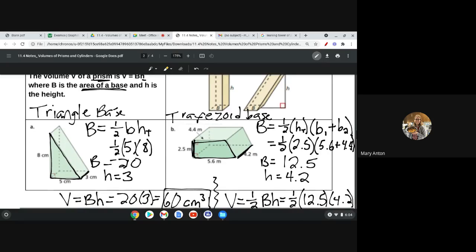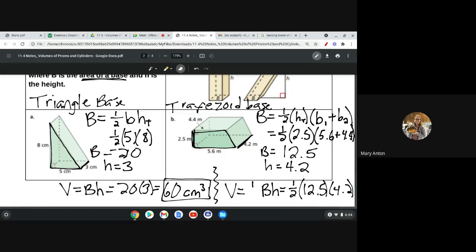Oh my goodness. I'm so sorry, y'all. Not a 1/2. You're probably wondering where that came from. Nowhere. My brain. I don't know. That 1/2 doesn't exist. It's just base times height. Okay. Give me 1 second. We're going to just fix this real quick. It's just base times height. Oh man. So this is 12.5.